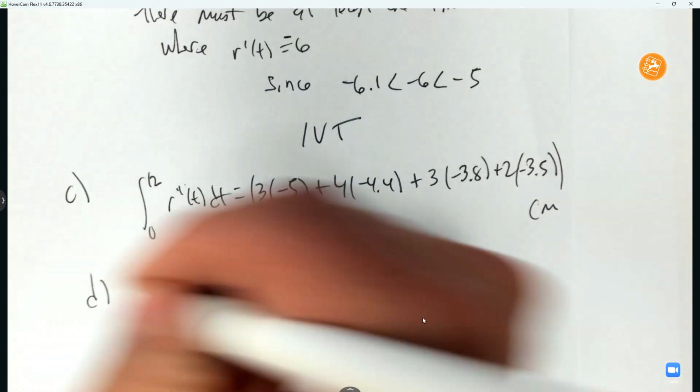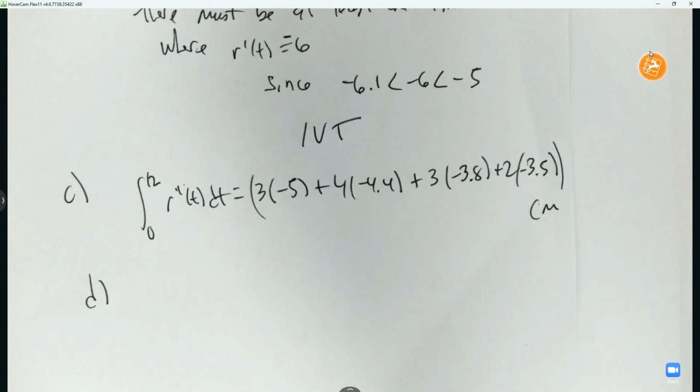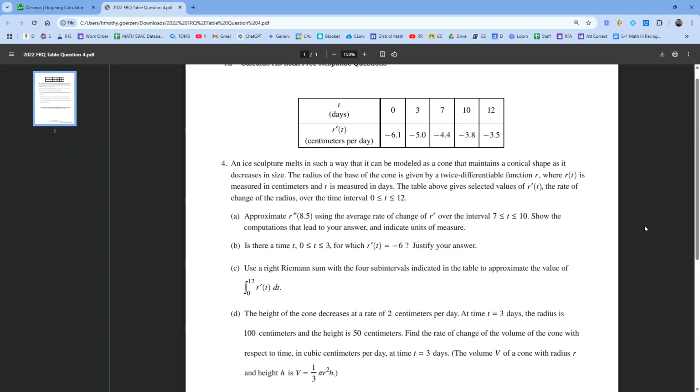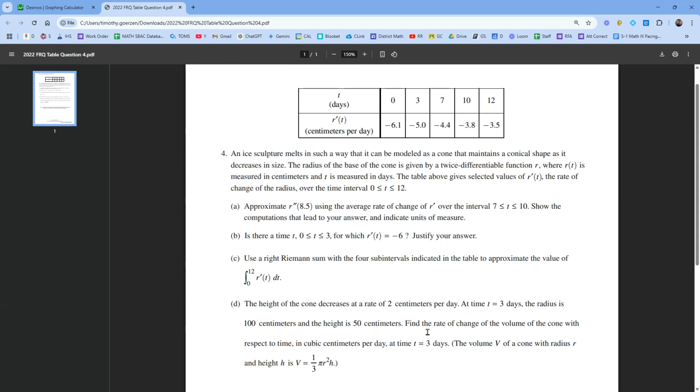In Part D, it says the height of the cone decreases at a rate of 2 centimeters per day. So I'm going to write that in calculus. So the height of the cone, dh by dt is -2 because it's decreasing. And then t equals 3 days. The radius is, so r is equal to 100. The height, h, is equal to 50. So I'm writing down these values.